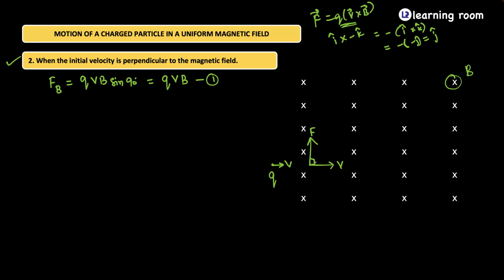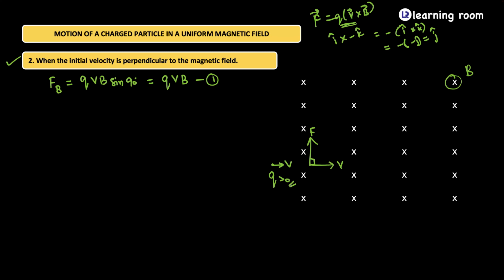But let's use Fleming's left-hand rule and see. Here, I am assuming that the charged particle is positive. Listen, now I take my forefinger and place it in the direction of the field, central finger in the direction of the charged particle's velocity, and extend the thumb, which is going to give me the direction of force. Clear with this? Forefinger, central finger, and thumb. It is giving me the answer. So force is in the upward direction.